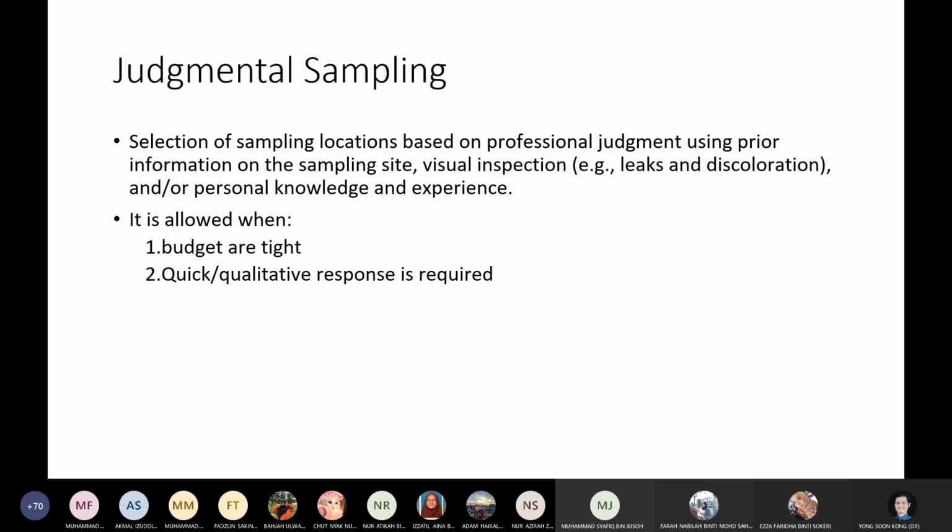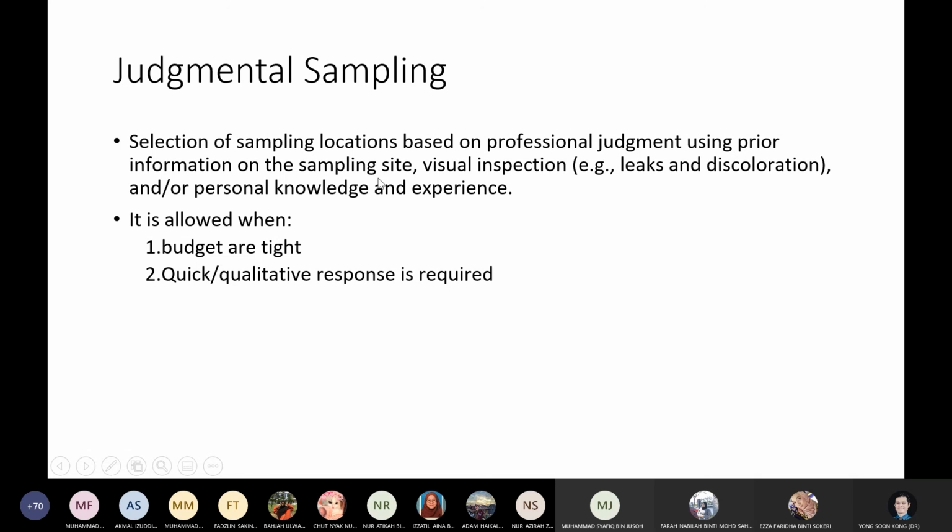Okay, now, following what I have explained to you just now, judgmental sampling is a selection of sampling location based on professional judgment. I would say not professional, I would say informed judgment. Informed means you have prior information. Like I told you just now, you know the location of that X landfill, you go there and pick your spot.